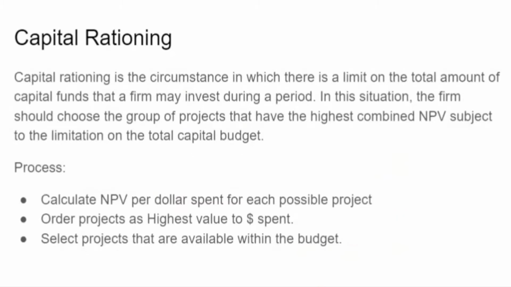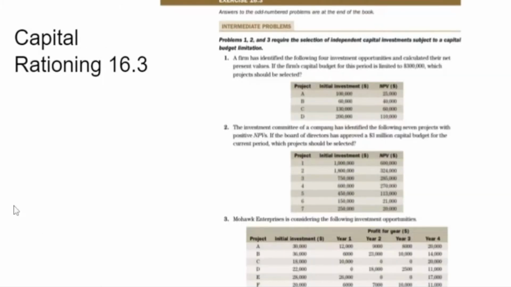So capital rationing is the circumstance in which there's a limit to the total amount of capital funds we can spend, and we're just picking the best. So we got to calculate the net present value per dollar spent for each positive project and order projects from the highest to the lowest. So here is an example.